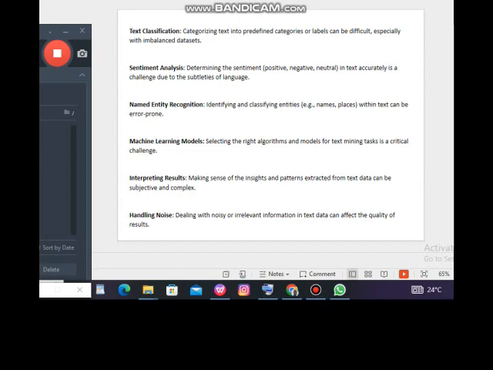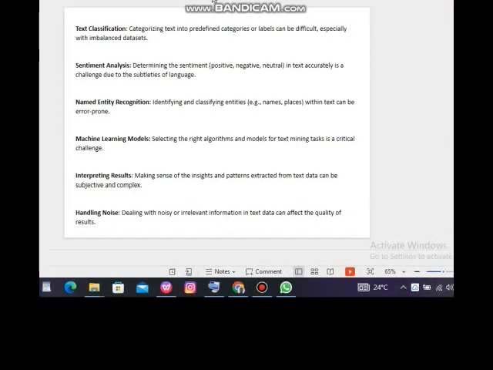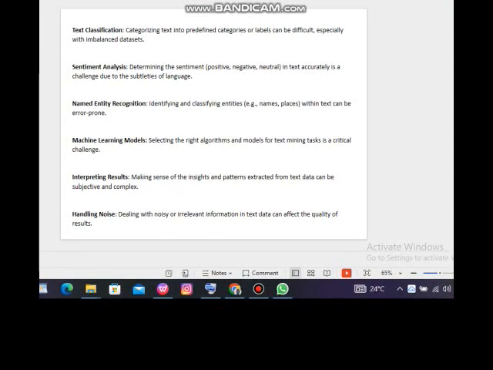Named entity recognition, identifying and classifying entities like names, places within text can be error prone. Machine learning models, selecting the right algorithms and models for text mining tasks is a critical challenge. Interpreting results, making sense of the insights and patterns extracted from text data can be subjective and complex. Handling noise, dealing with noisy or irrelevant information in text data can affect the quality of results.